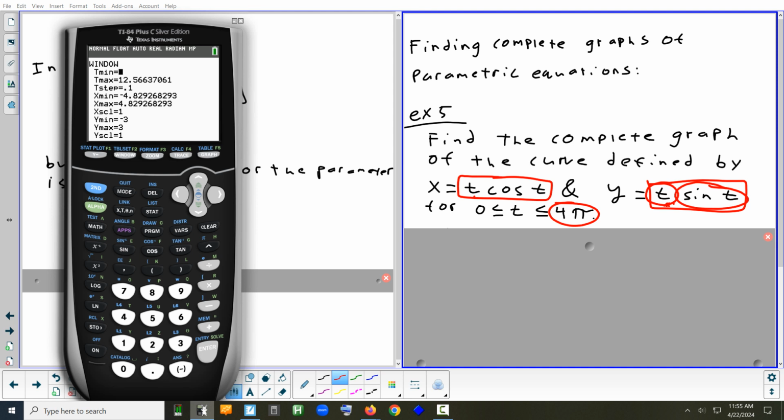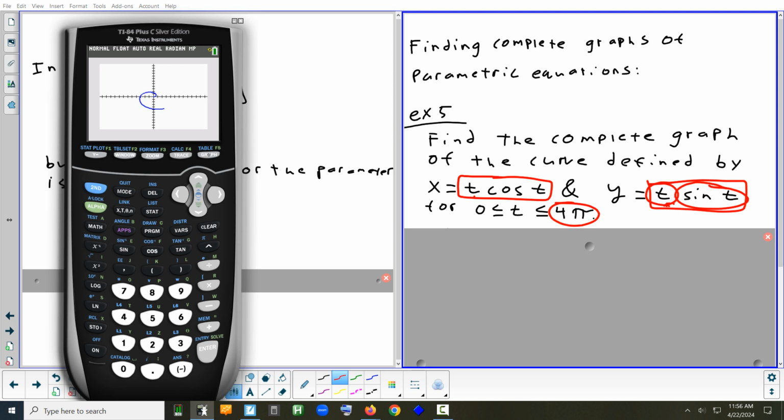So let's set everything to 4 pi. Let's do negative 4 pi to 4 pi, and negative 4 pi to 4 pi. How many revolutions of the spiral do you think I'm going to see? 2. Every 2 pi is 1 revolution.